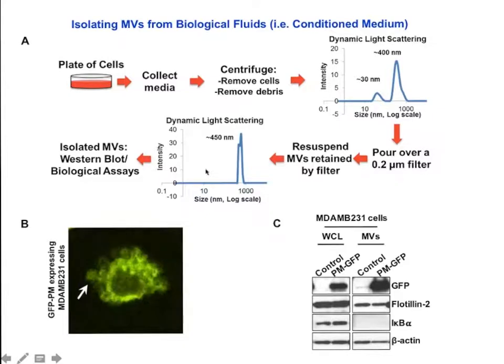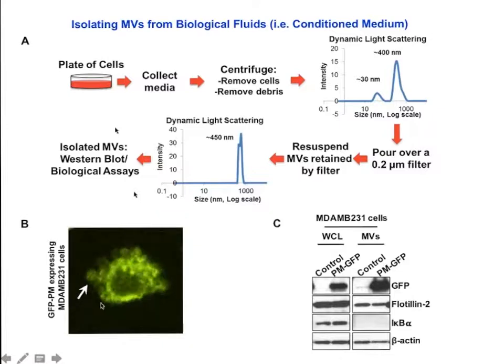And you'll see in the second part of my talk that we actually do one additional step to isolate the exosomes from the conditioned media. So in the first part of the talk, we're just going to focus on the microvesicles. You can see we have a nice clean preparation here by dynamic light scattering after we put them on the filter. And then we can use those purified vesicles for Western blotting or biological assays.